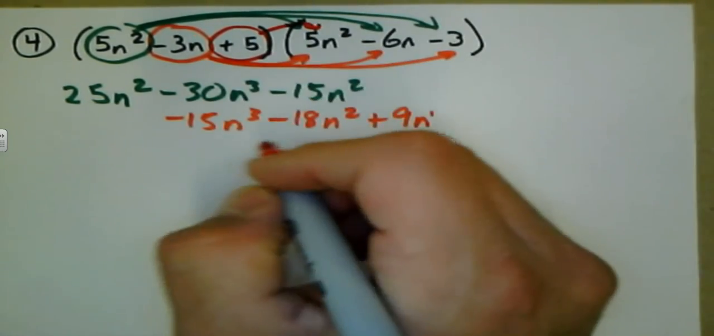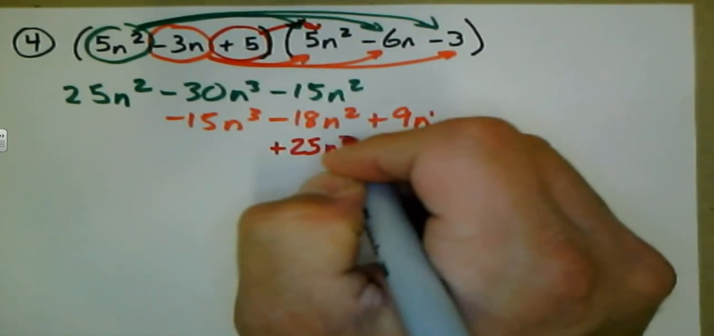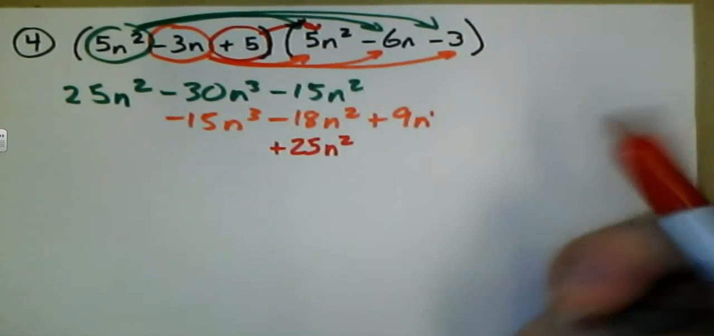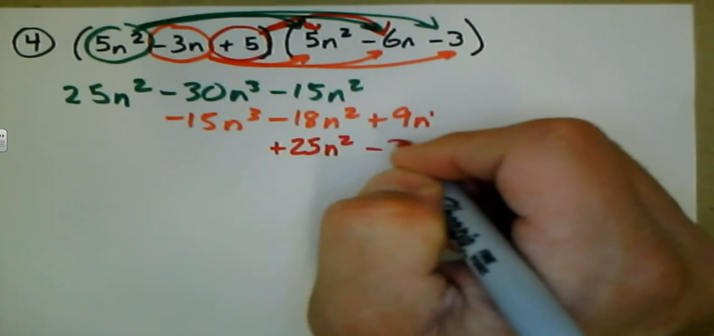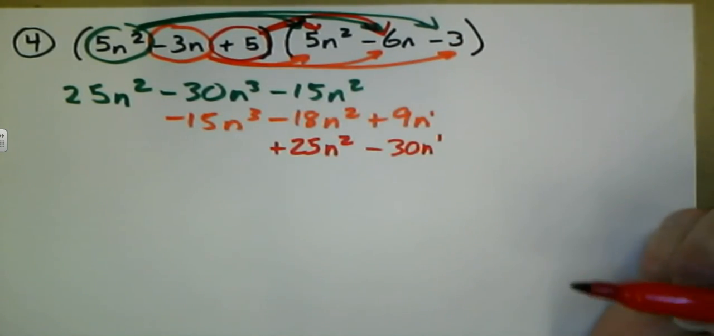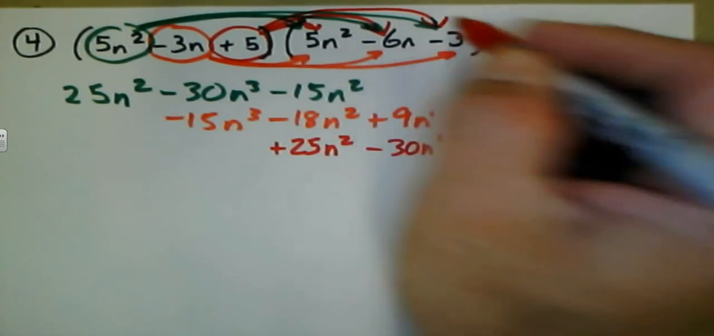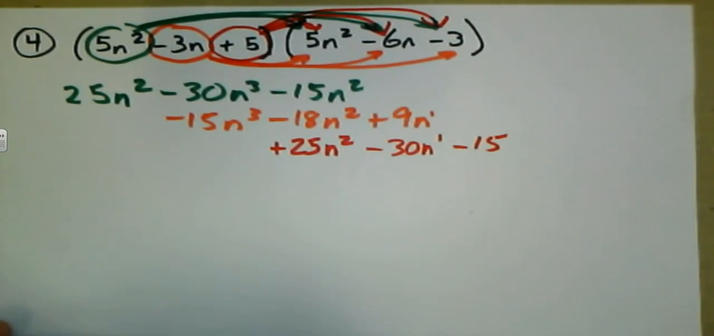We take the last number. 5 times 5, 25, 2 n's, because 0 and 2 is 2. 5 times negative 6, negative 30, 0 n's and 1 n is 1 n. And 5 times negative 3, negative 15, no n's.